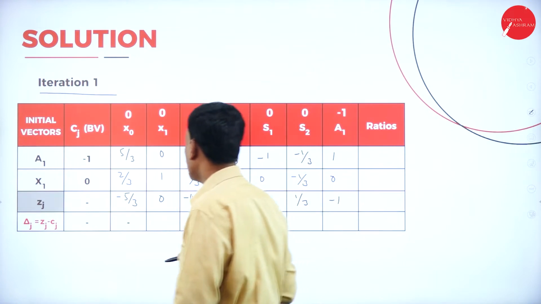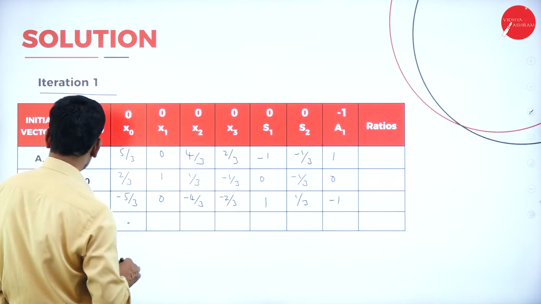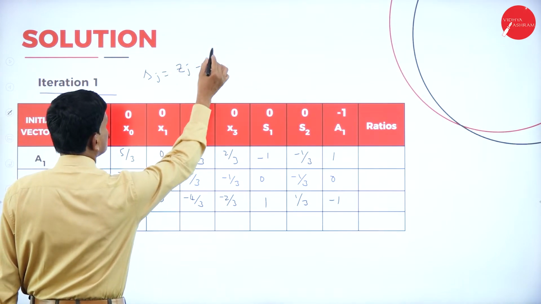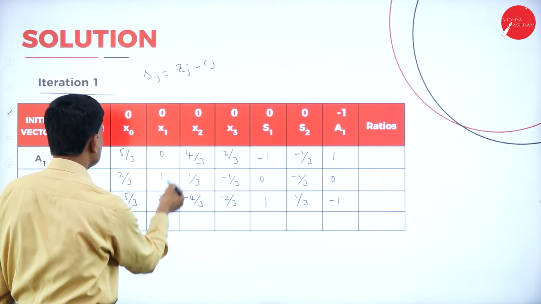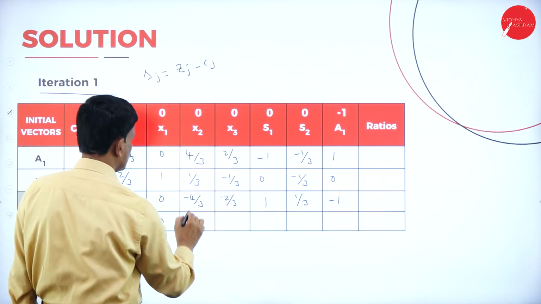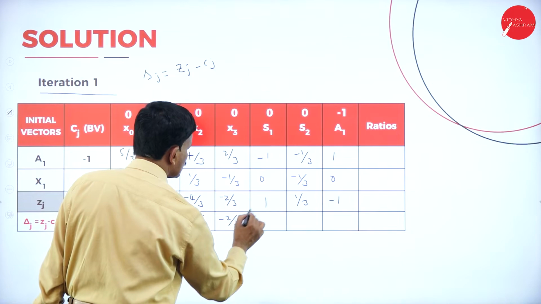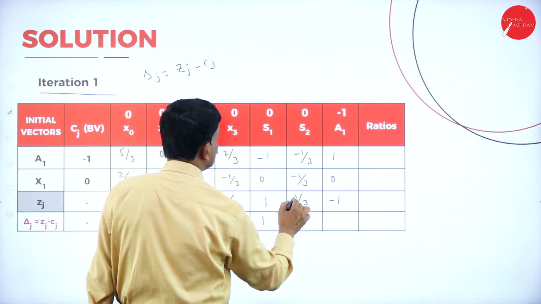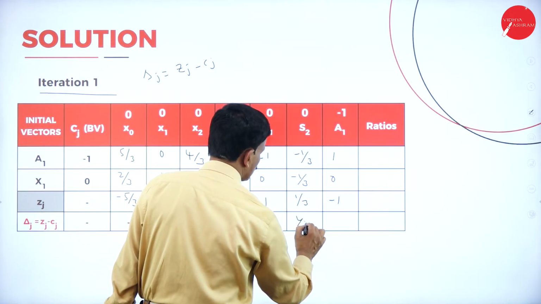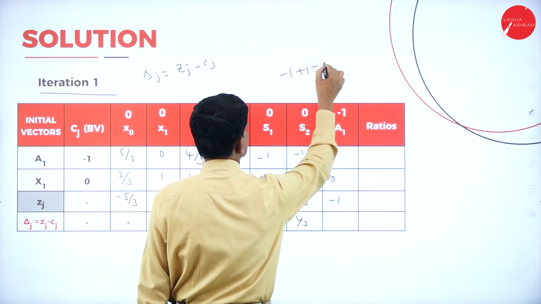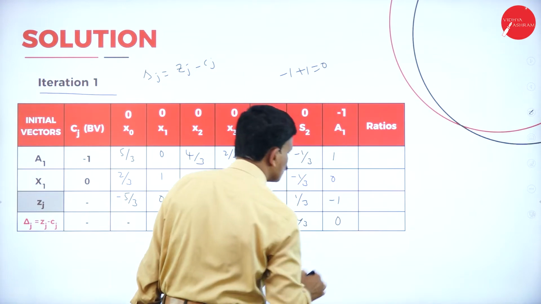Now find out the value of delta j. Delta j is equal to Zj minus Cj. Now this is 0 minus 0 as 0 as it is. This is minus 4 by 3, minus 2 by 3 as it is. 1 minus 0 is 1. 1 by 3 minus 0 is 1 by 3. Again, see this. Minus 1 minus into minus plus 1, this is equal to 0.